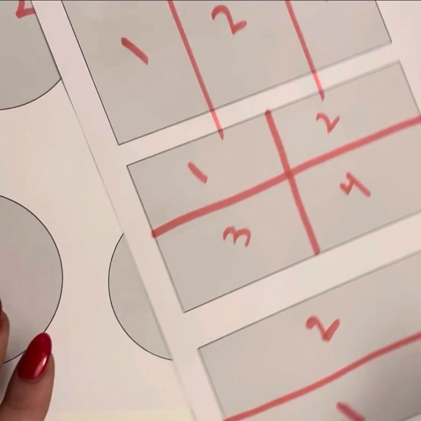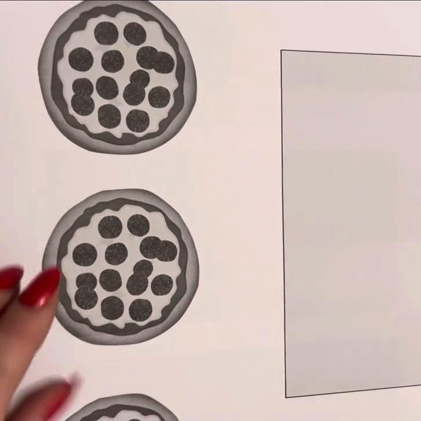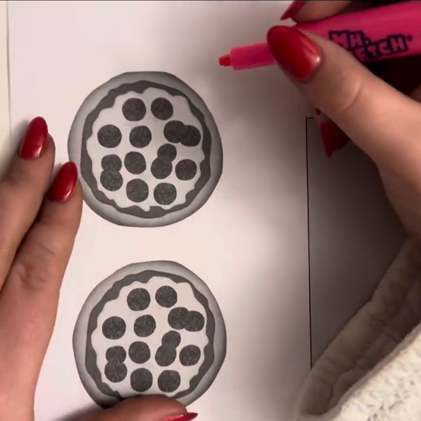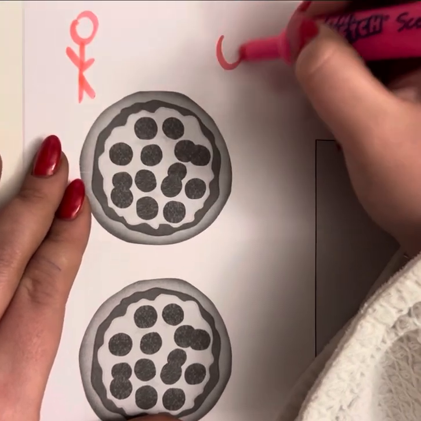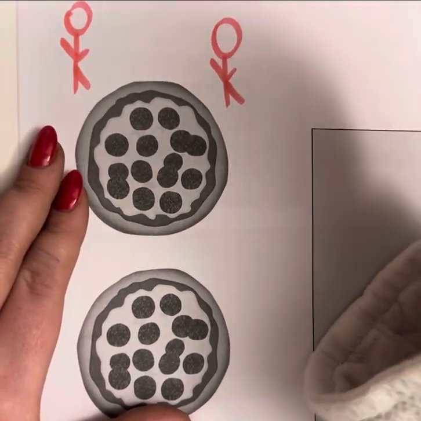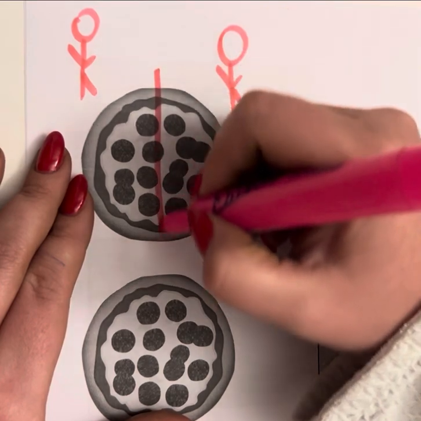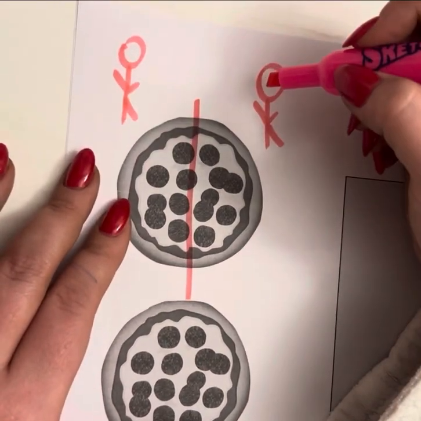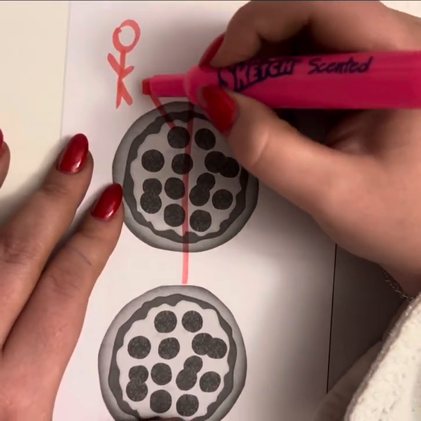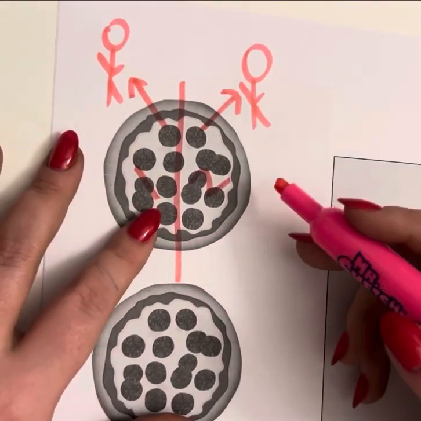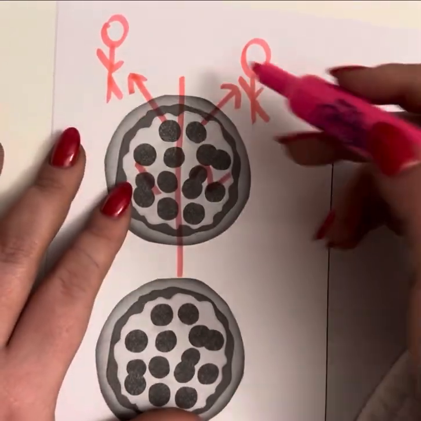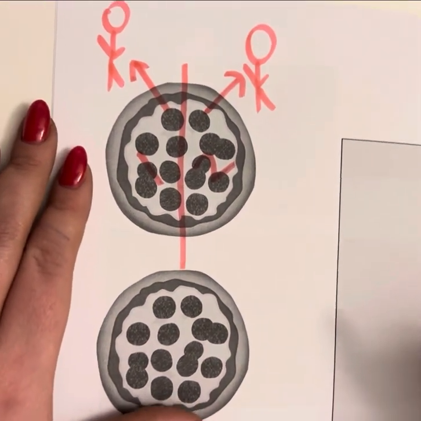All right, if we wanted to do an example from the real world, we might look at a pizza. If I wanted to share my pizza with me and my friend, I would draw a line down the middle, and my friend and I would have equal pieces of the pizza. 1, 2. 2 equal parts of the pizza.